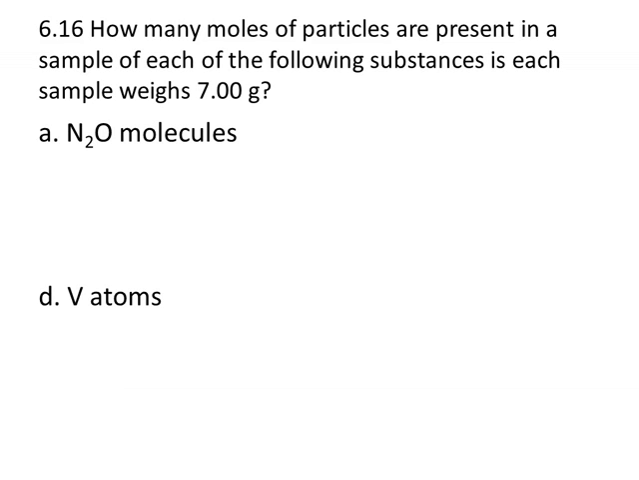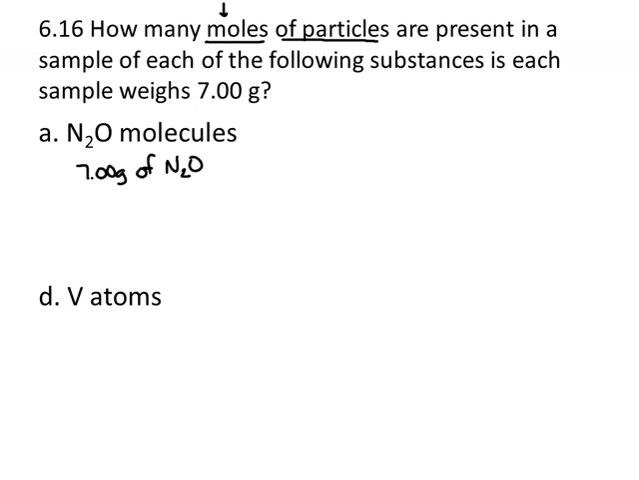How many moles of particles are present in a sample of each of the following substances if each sample weighs 7.00 grams? I have a little bit of a typo there. So it's telling me I have 7.00 grams of N2O. Now, the textbook's just being really specific and telling you that N2O is present as molecules. That's great. It does not mean that I'm actually changing molecules here, because it tells me that my sample is 7 grams. And I want to go to moles of particles. Again, the "of particles" is just extra information. I really want to focus in on the fact that I need to go to moles.